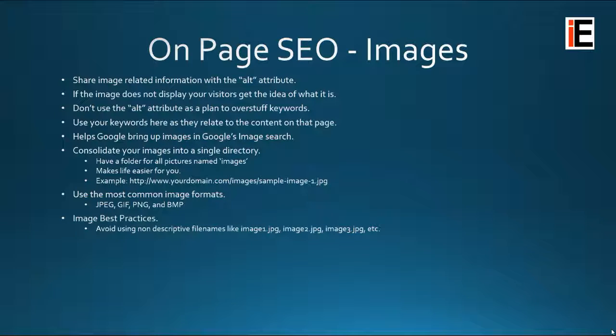Image best practices: avoid using non-descriptive file names, like image1, image2, image3. In my example, I use sample. That's where you would put in your keyword. So let's say you have a picture of a Callaway Golf driver, then give it a descriptive name, Callaway Golf driver. If you have multiple ones, you could say Callaway Golf driver 1, Callaway Golf driver 2. If your keyword phrase is golf training club, golf-training-club.